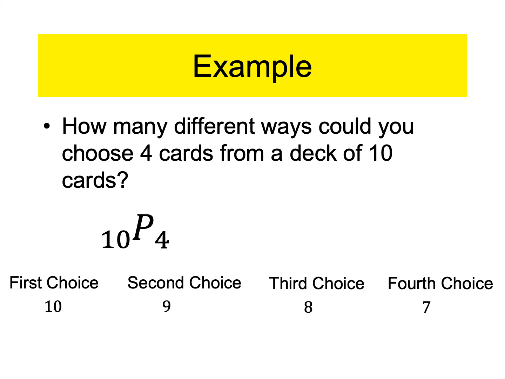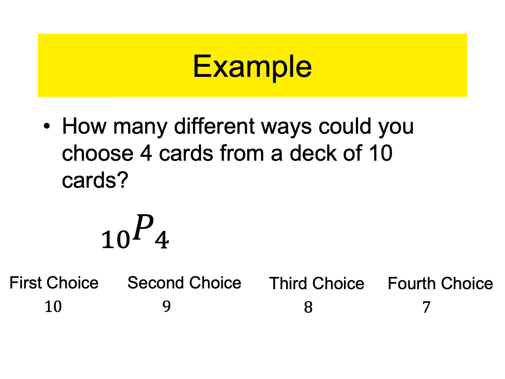How come I didn't do a fifth and a sixth? Because it only told us to choose 4 cards. First, second, third, and fourth choice. But the first one, there's 10 cards, right? The second time, I've already chosen one of the cards. There's only 9 to choose from. This is the counting principle once again.